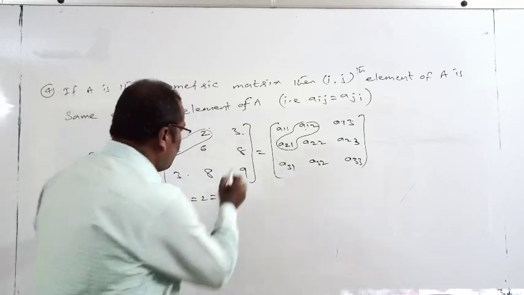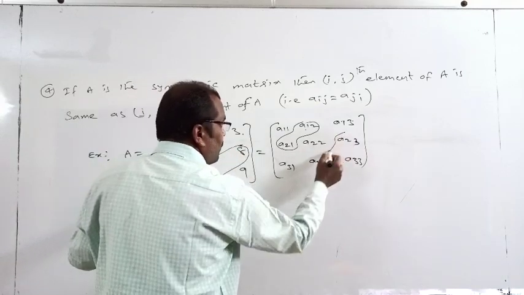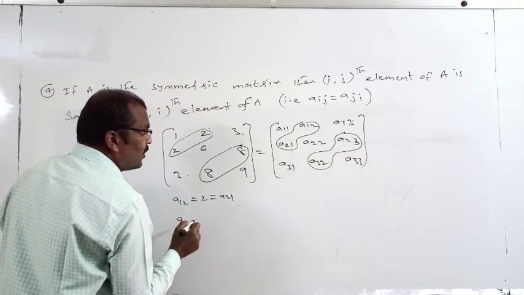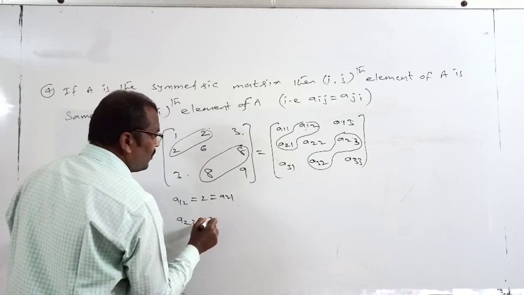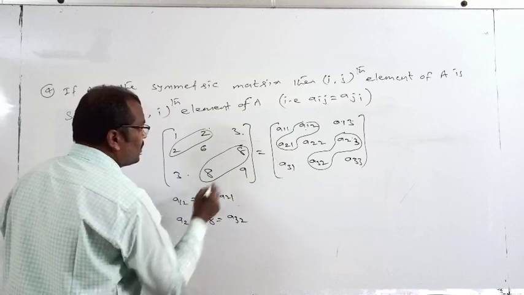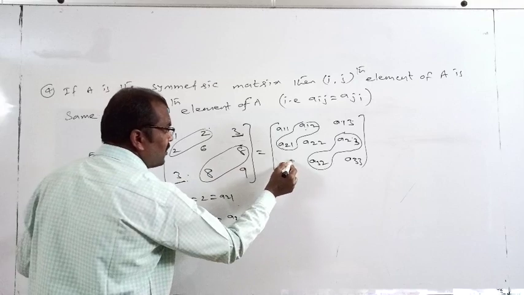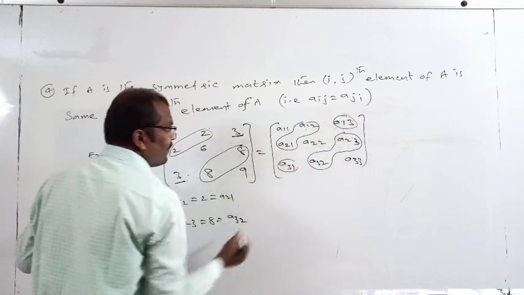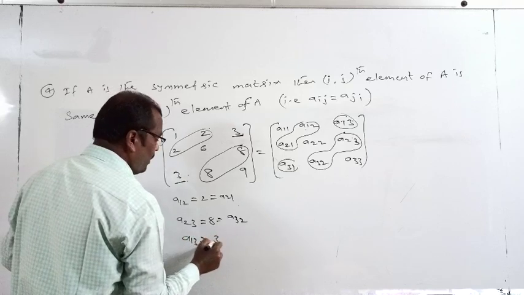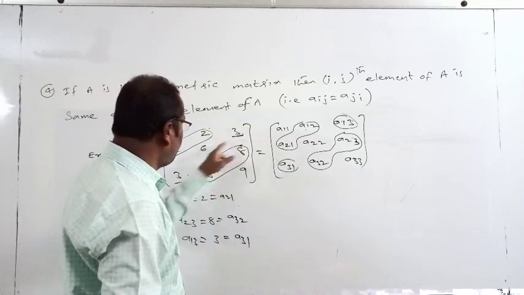One more discussion. Here these two elements must be equal. A32 is equal to 8, that is equal to A23. Next, these two elements are also the same. A13 is equal to 3, A31 is also 3. So these two elements must be the same.